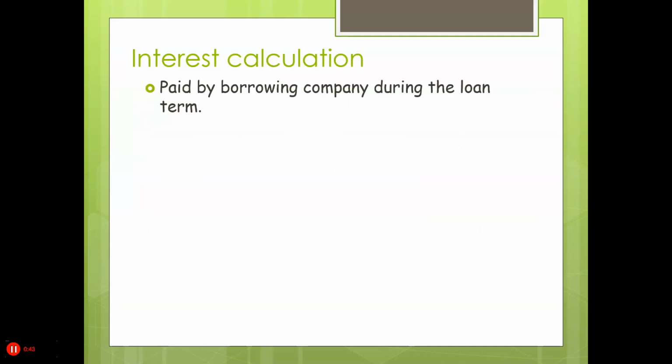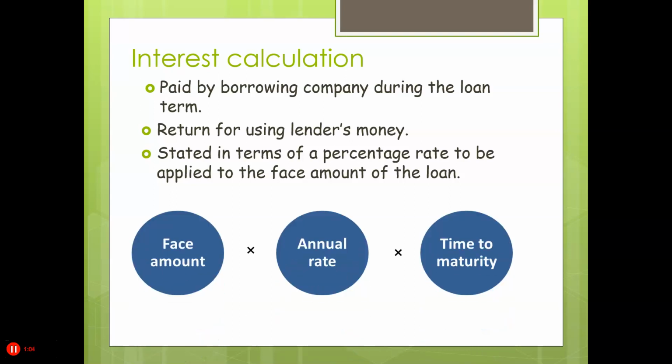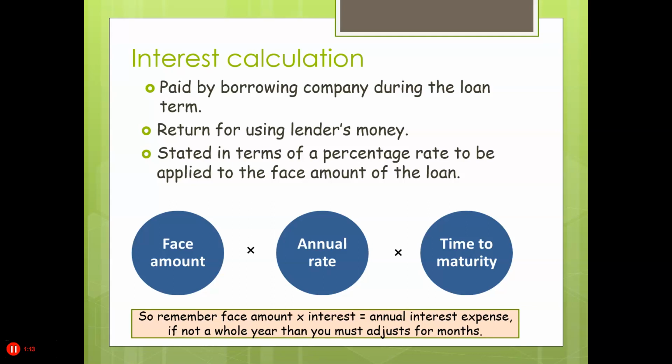Interest calculation. Remember, interest is due over time. So the day you sign something, you don't owe the interest. It's only as you hold the money that you either earn or owe the interest. It's a return for using the lender's money, stated as a percentage rate applied to the face amount of the loan. The calculation is the face amount times the annual rate times the time to maturity. That's usually the number of months. So remember, the face amount times interest equals your annual interest expense. If it's not for 12 months, then you have to adjust for the actual number of months it's owed. So if it's 3 months, it would be 3/12.